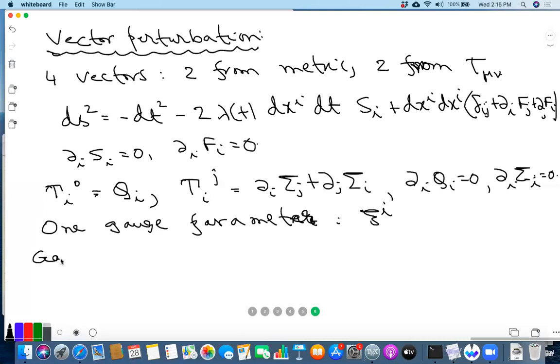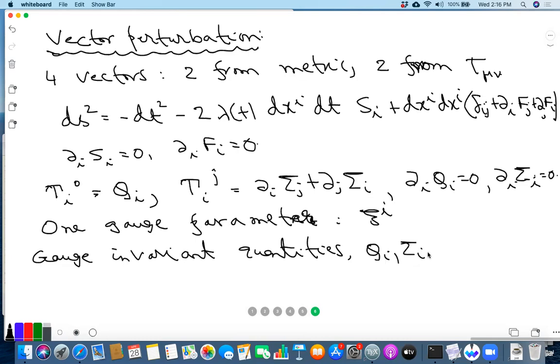So the gauge invariant quantities: from the energy momentum tensor, both of these are gauge invariant, Qi and sigma i. And then we had a combination of S and F which was gauge invariant. That was Fi dot plus Si over lambda. So these are the 3 gauge invariant quantities.